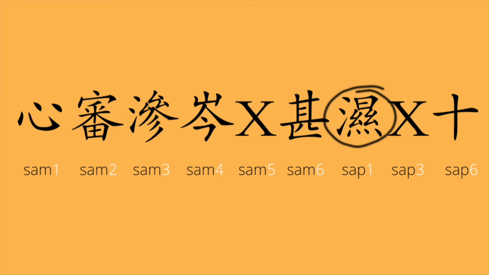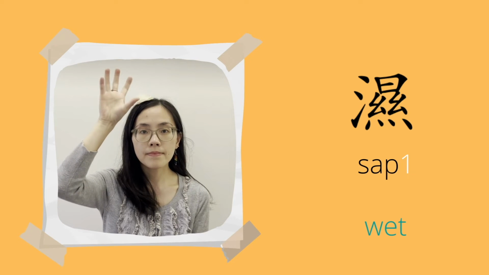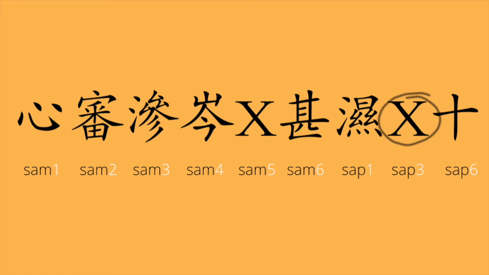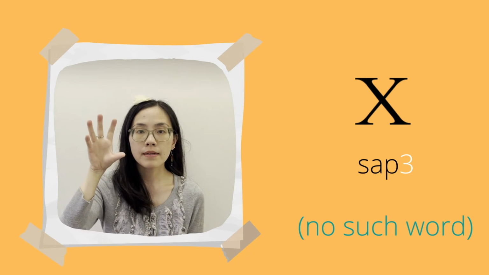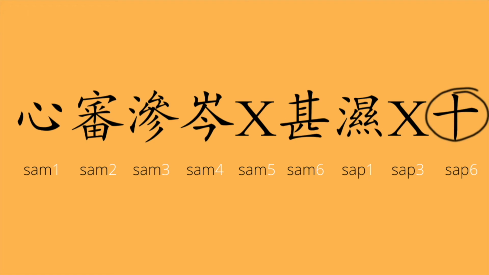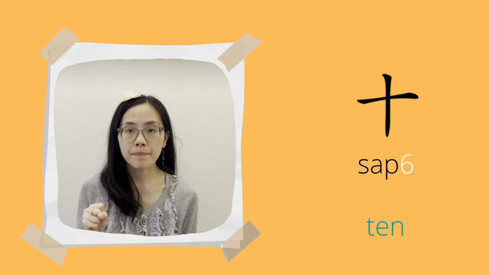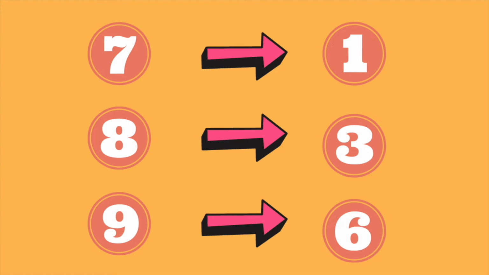The seventh tone is sup, which means wet, with the tone number 1 in Jyutping. There is no such word in its 8th tone, but there is the sound sup, with the tone number 3 in Jyutping. The 9th tone is sup, which means 10, with the tone number 6 in Jyutping. The last 3 words are in entering tones.